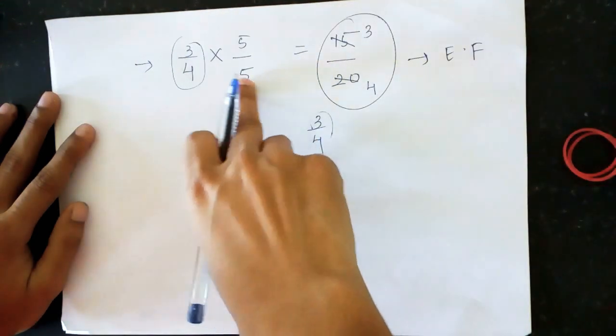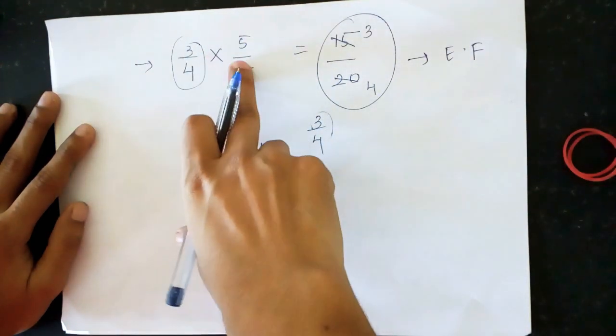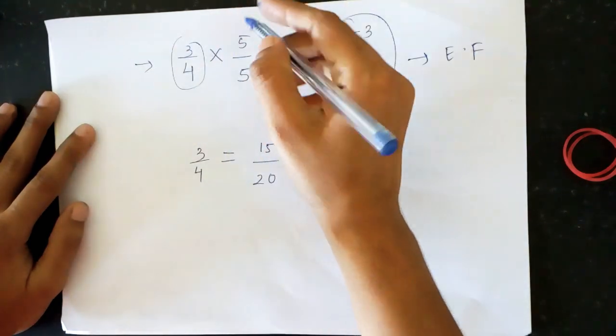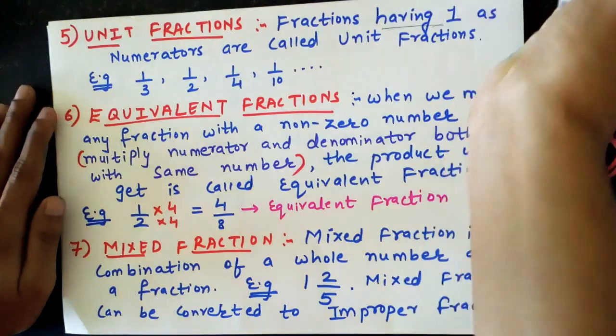So you need to multiply both by the same number. Numerator and denominator both should be multiplied by the same number. Then only you will get an equivalent fraction.